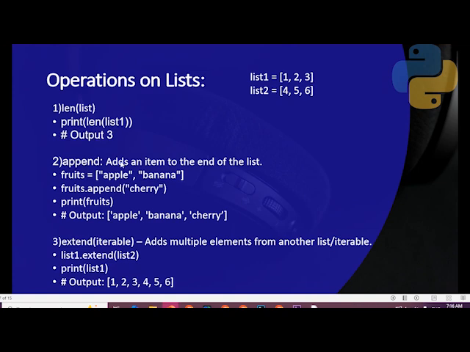Second one is append. It adds an item to the end of the list. The append function is used to add an item at the end of the list. For example, in the fruits list we have apple and banana. Now fruits dot append of, we are passing the element cherry. Now when we print fruits, this element cherry will be added at the end of the list. Apple, banana, cherry. So we can add values to a list by using the append function.